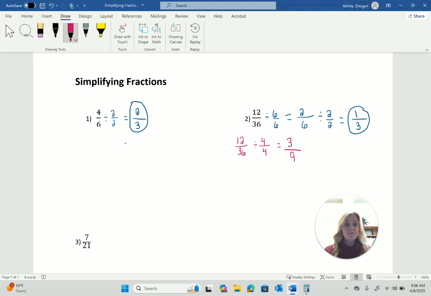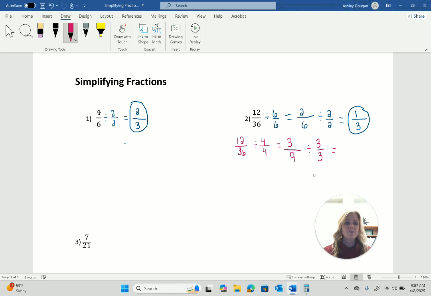Now, these are not even numbers, so it's not divisible by 2, but I still need to check and make sure I can't simplify this even further. 3/9 can be reduced again by 3. 3 is divisible by 3. 9 is also divisible by 3. All right, so if they're not even, maybe try some different numbers other than 2 to check and see what you get. So I'm going to divide this by 3.